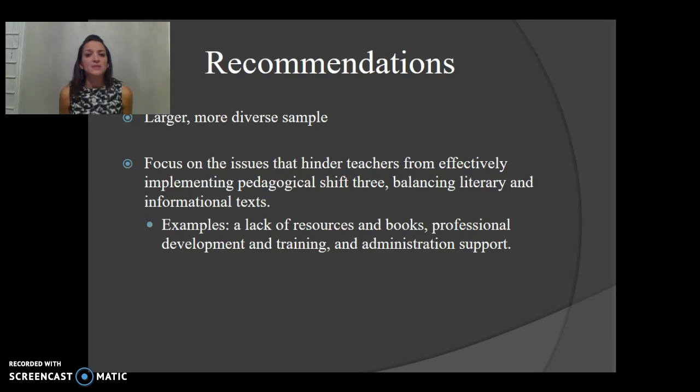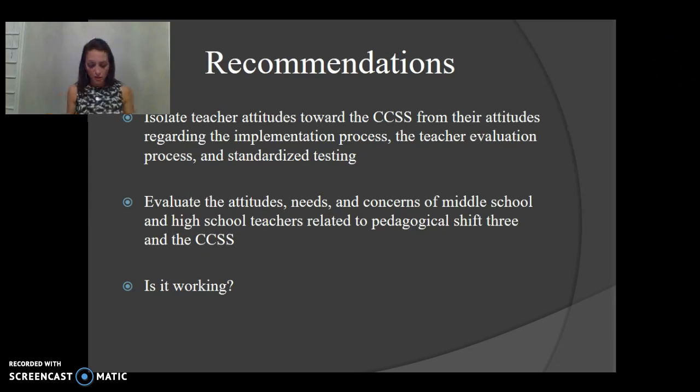Also, it's important to focus on the issues that hinder teachers from effectively implementing this shift. So we looked at some of these already, like a lack of resources, a need for more professional development and training, administration support. So evaluating those needs and finding what best practices work for teachers, what will best support them so that they feel equipped and ready to implement this instructional shift.